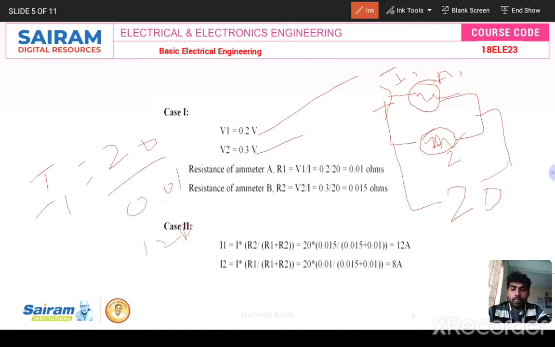And what about I2? I2 is equal to, otherwise you can use the current divider formula. I2 is equal to total current into opposite branch resistance divided by total sum of the resistance. That is also fine. So likewise they have used, right? I1 is equal to total current into opposite branch resistance divided by total sum of the resistance. Same for I2. So finally they got 12 amps and 8 amps.